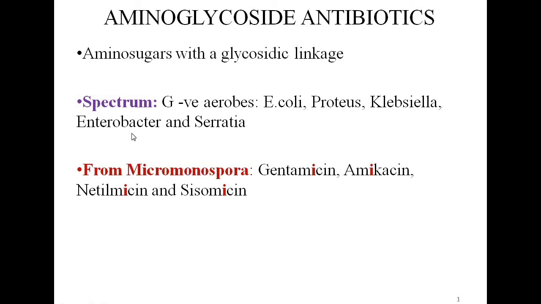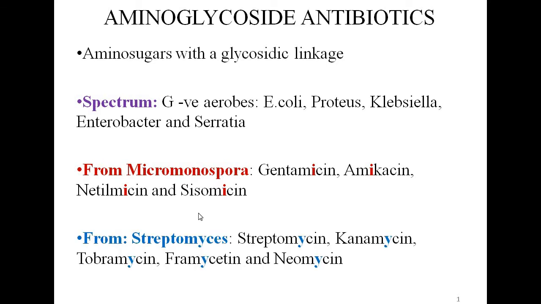Now, depending on the organism from which the aminoglycoside is obtained, there is a small change in the spelling. Those aminoglycoside antibiotics which are obtained from Micromonospora species are spelled with an I, like gentamicin, amikacin, netilmicin, and sisomicin. Those obtained from Streptomyces species are spelled with a Y in their spelling. Examples: streptomycin, kanamycin, neomycin, tobramycin, etc.